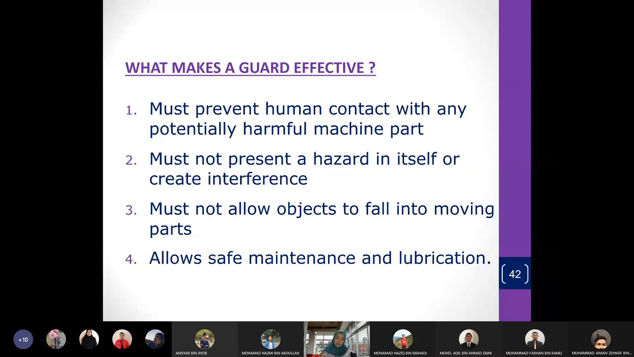Now, we can safeguard the machine, but what makes it effective? An effective guard must prevent human contact with any potentially harmful machine part. It shouldn't be a hazard in itself or create interference, so that the safeguard itself is not a hazard and doesn't interfere with the process. And the safeguard must not allow objects to fall into that part. So the safeguard must be intact. It must not be wobbly and cause parts of it to fall apart. And the safeguard must allow safe maintenance and lubrication, both of the machine and of the safeguard.